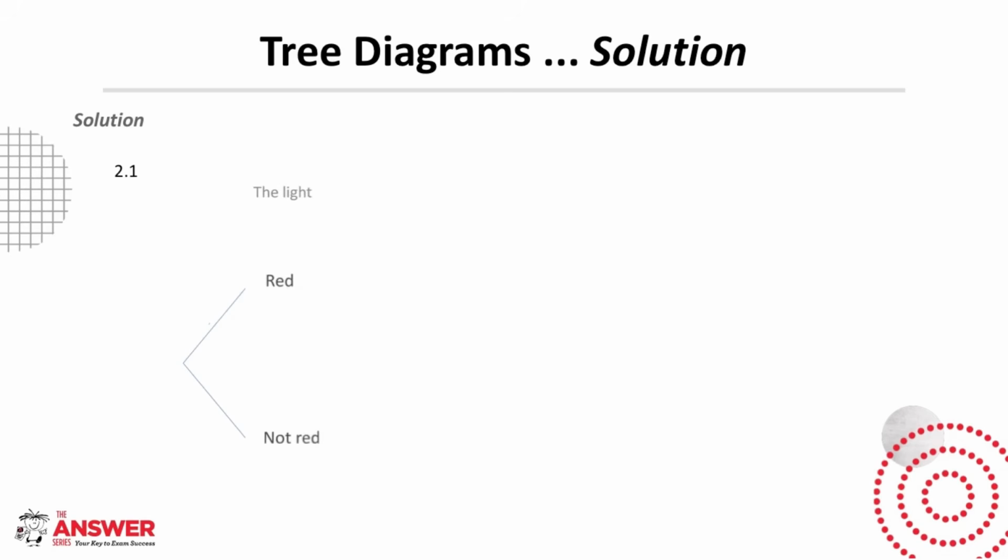So first in our tree diagram, we will put the options of the light being red or not being red, and we're told that the chance of the light being red is 0.6 and the chance of it not being red is therefore 0.4, because these have to add up to 1.